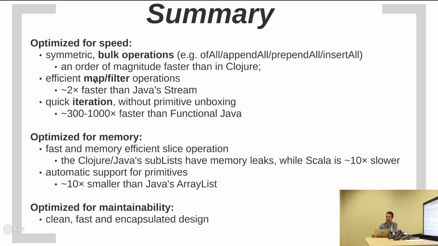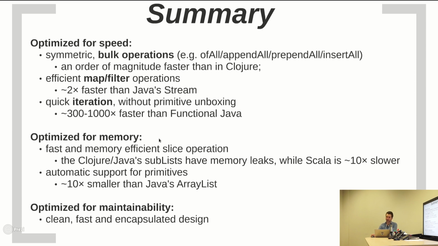It has very efficient map and filter operations. The map operation updates all the elements after a given function. A filter keeps all the elements where a given predicate returns true. Both of these are 2 times faster than Java's Stream API for ArrayList, which was a surprising find. It also has a very quick iteration compared, for example, against Functional Java, it is several hundred times faster at iterating one by one. This data structure is also optimized for memory.